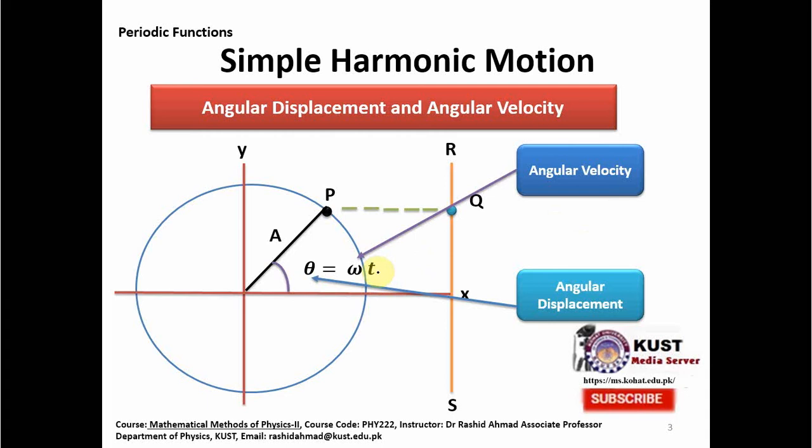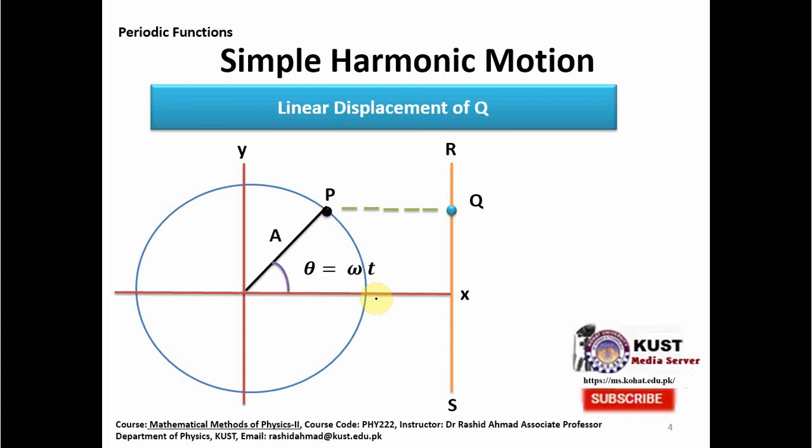So on this slide we have defined two terms, angular displacement and angular velocity, and angular displacement is related to the angular velocity by this equation. After defining these two basic terms, we are now able to describe the linear motion, or linear displacement, of point Q, which is acting like an image of the point P.